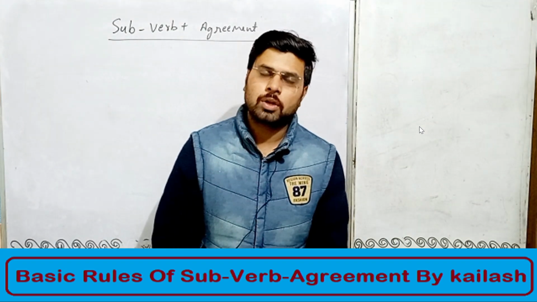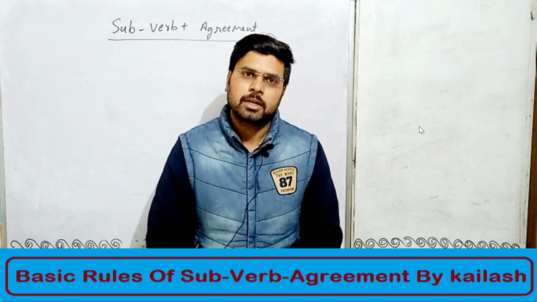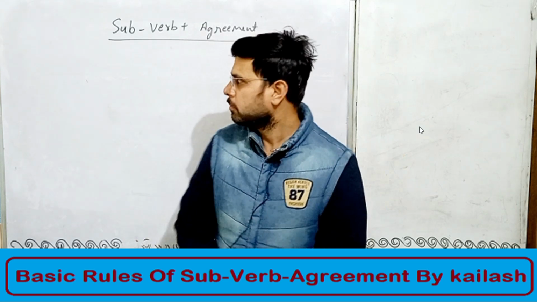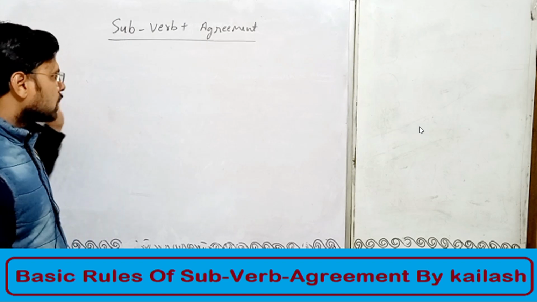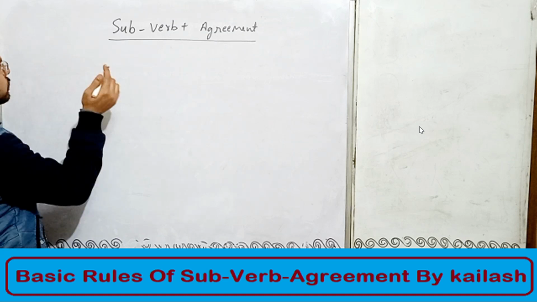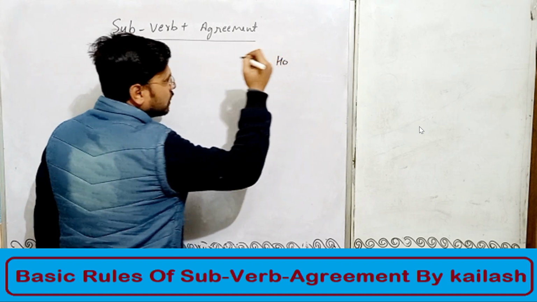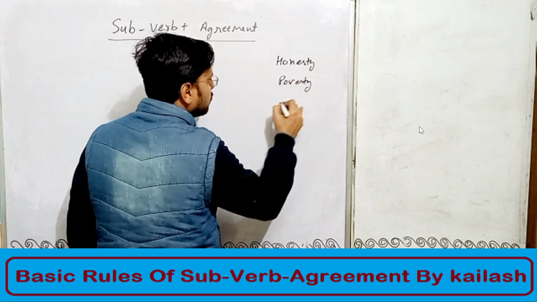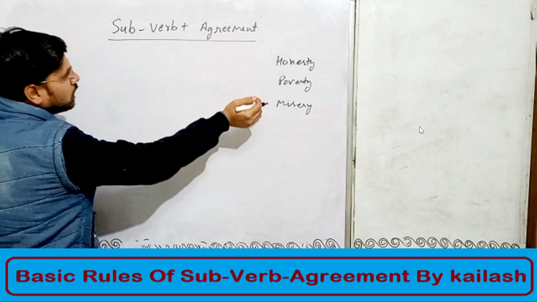Okay. The fourth rule is: if two uncountable nouns are joined by and they are discussing different ideas, then they take a plural verb. Let me write an example. With the use of an example, the rule is very clear. What is an uncountable noun? Uncountable nouns are those which cannot be counted, like honesty, poverty, misery. These are uncountable nouns.